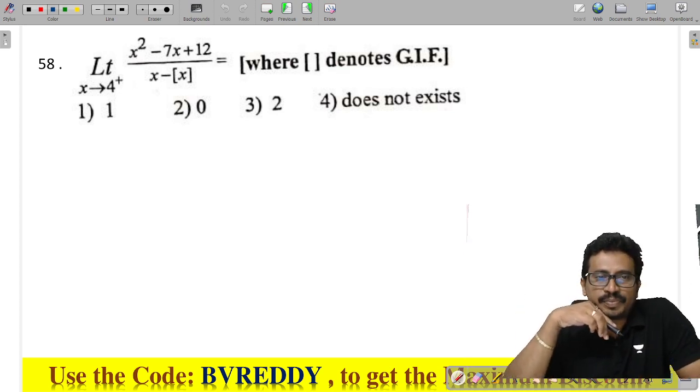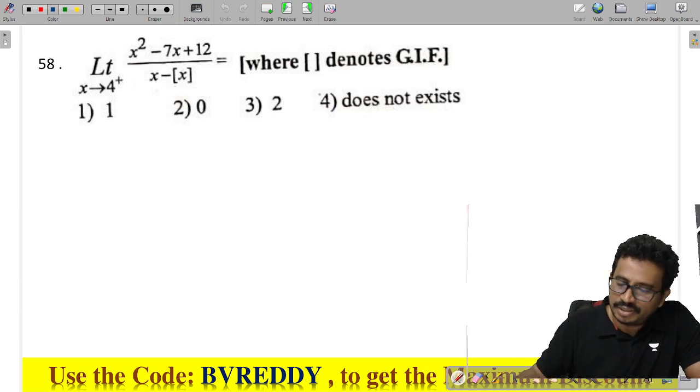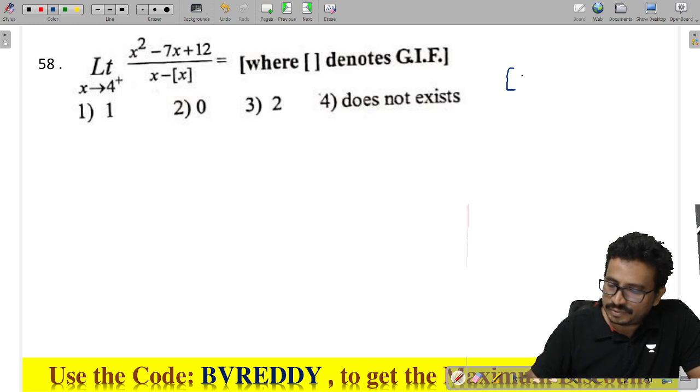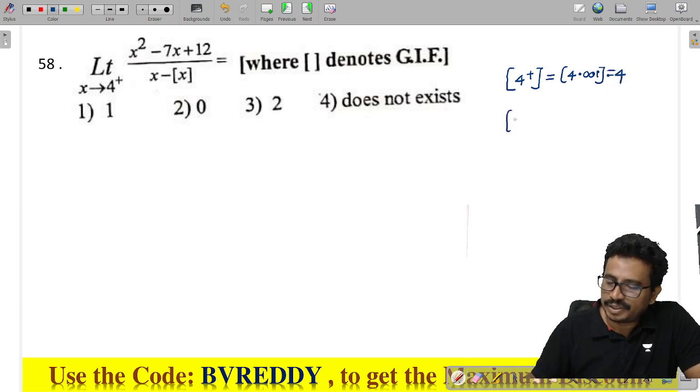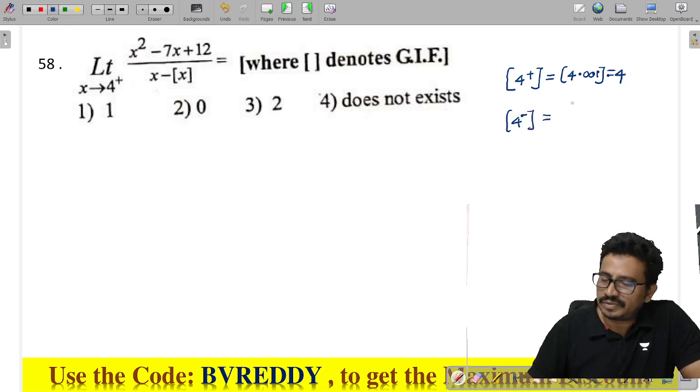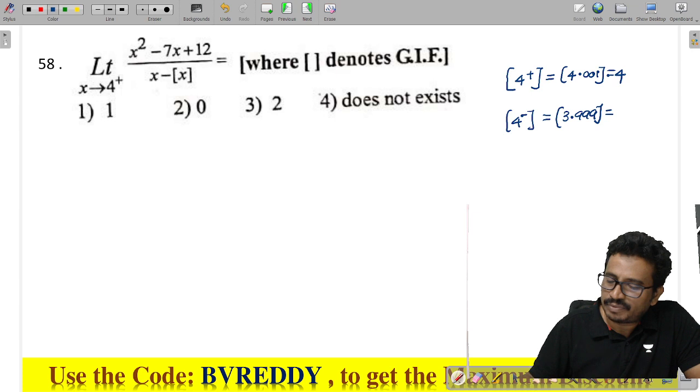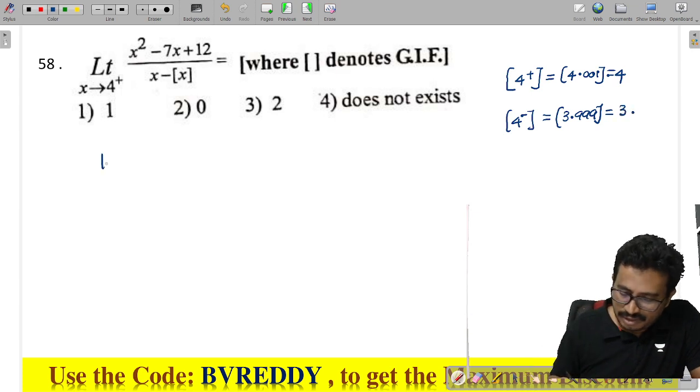Limit x tends to 4 plus, and they have given the greatest integer function, step x. As we know, the value of this 4 plus means it is 4.00...1, something like 4.001. So how much is this value? 4. As we know, if it is 4 minus, a little less than 4, this value is 3.999. So how much is this value? 3. Here they have given the limit x tends to 4 plus.